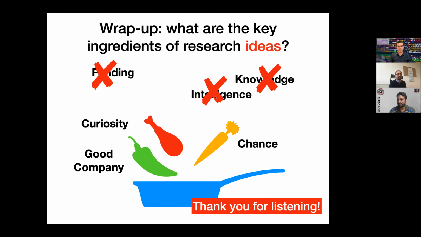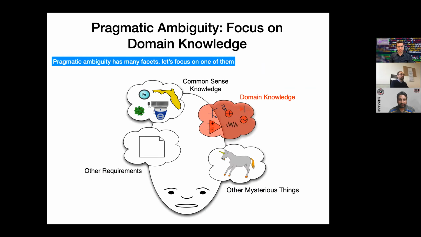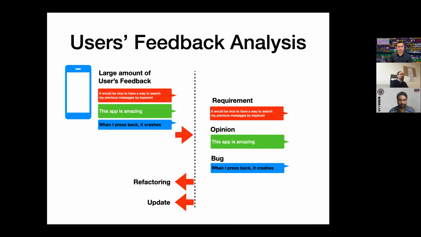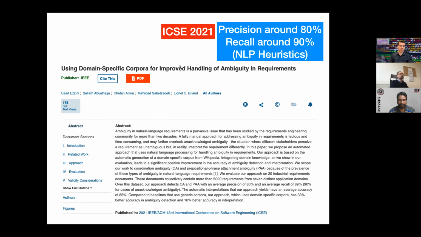I don't know if I answered your question, but I think, thanks Alessio. If there is a link for intra-domain ambiguity, if there is some paper, can you post it in the chat, if you are aware of it? Yeah, that'd be great. Just going back. Domain-specific corpora to improve the handling of ambiguity in requirements. Okay. All right. I'm going to check this. Okay. Thanks. Yeah, you're welcome.